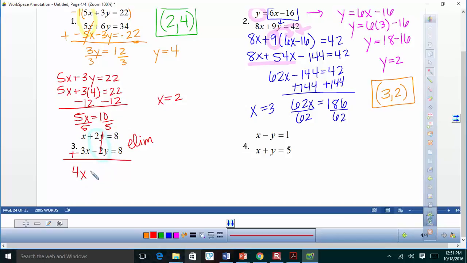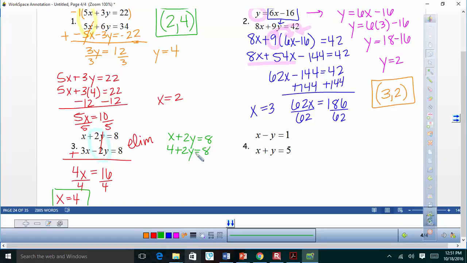They cancel. And what is 8 plus 8? 16. So what does x equal? X equals 4. Okay? Then we plug back in. Let's plug back into the top equation. So we're going to use x plus 2y equals 8. Remember that I'm replacing x with 4, so I'm going to put 4 plus 2y equals 8.